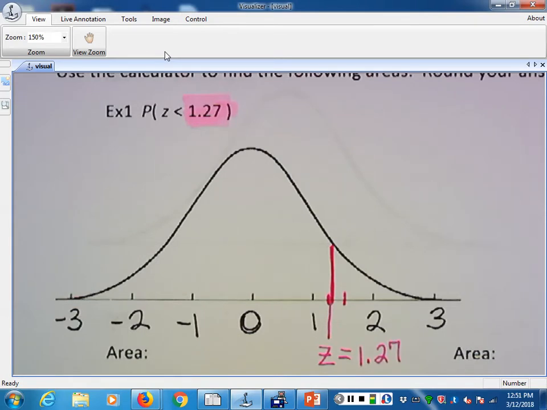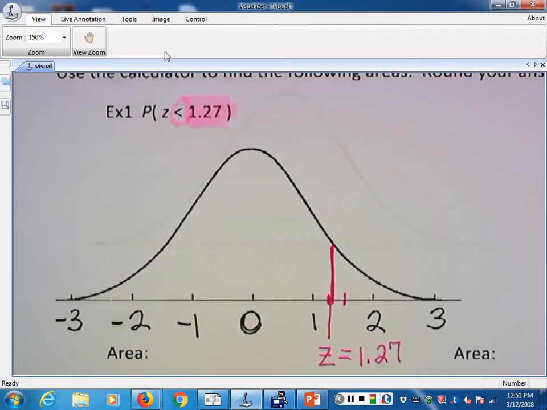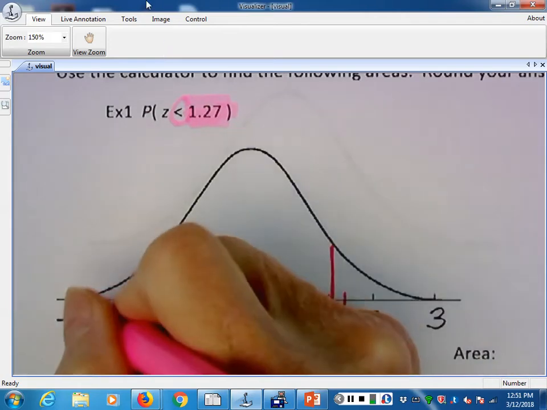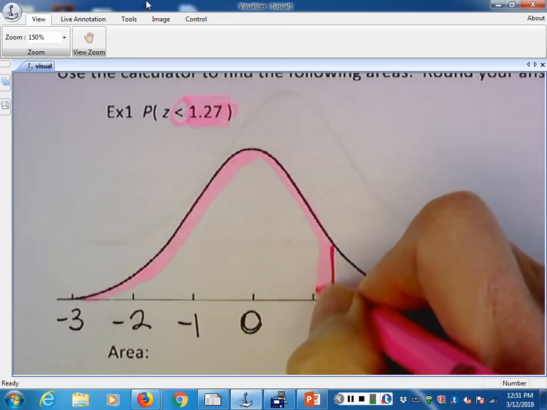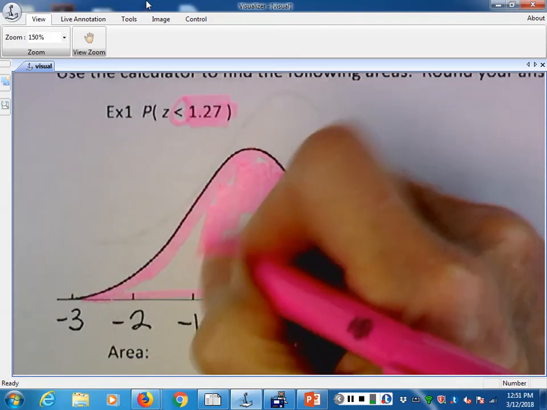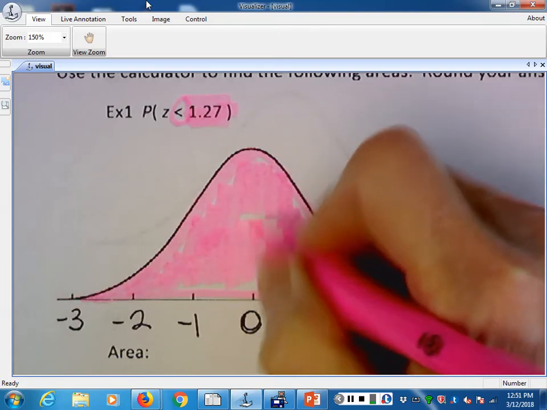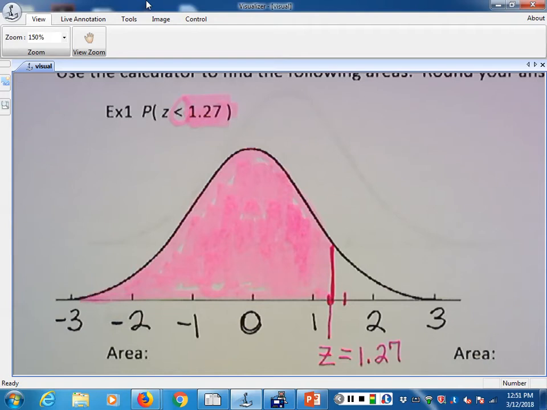Then you go back and you look at your sign. Am I looking to the left or to the right? Looking for the area to the left. So when I get this answer, should my answer be closer to 1 or closer to 0? Closer to 1, because that's a big area, right?